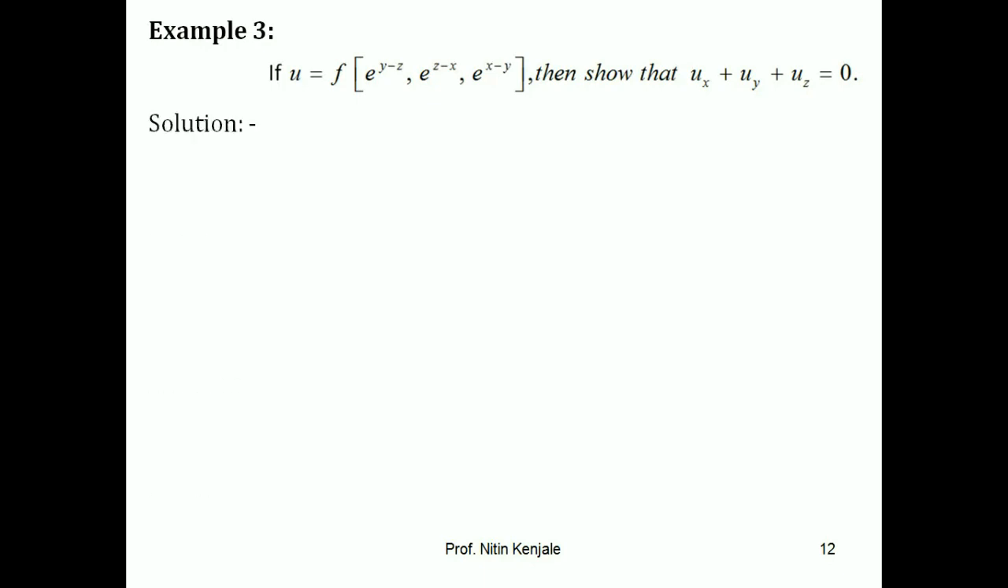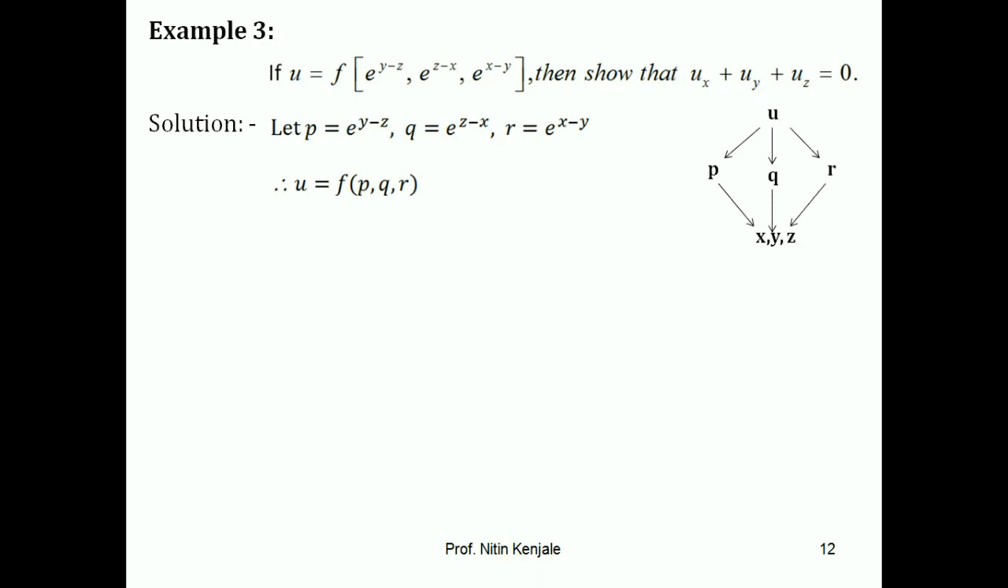Now let us see the solution. Here we let p as e raised to y minus z, q as e raised to z minus x and r as e raised to x minus y, because of which u becomes now a function of p, q and r. Now we can draw this tree diagram where you can see u is a function of p, q and r, and p, q, r are themselves functions of x, y, z.